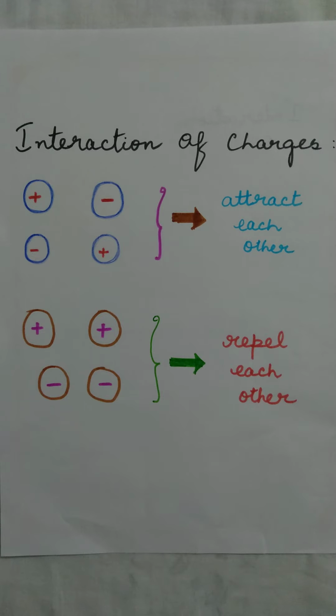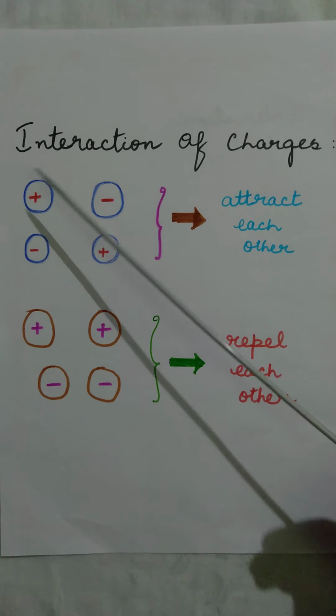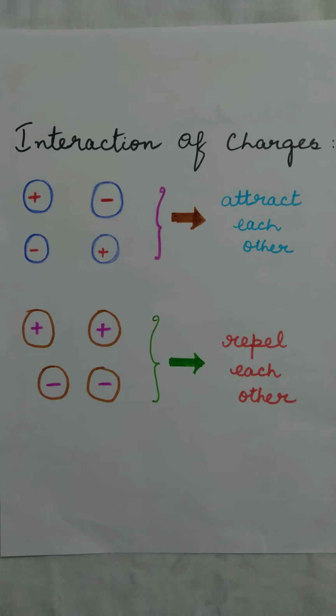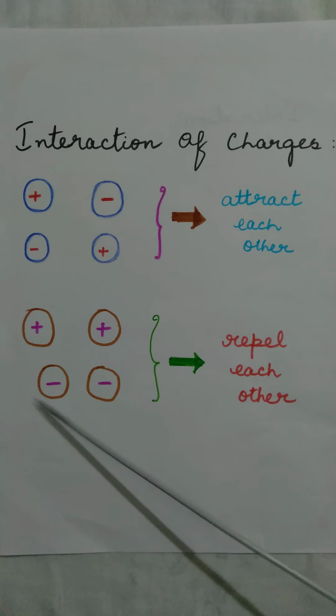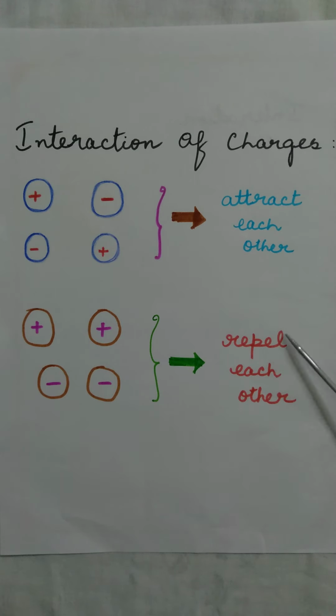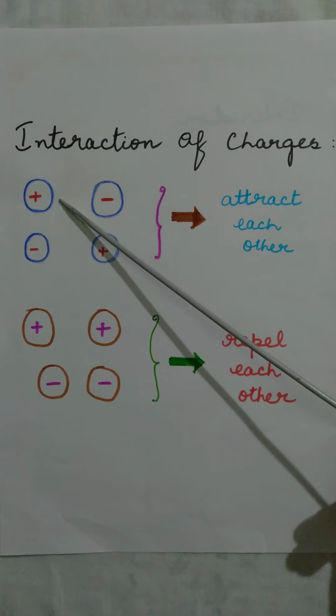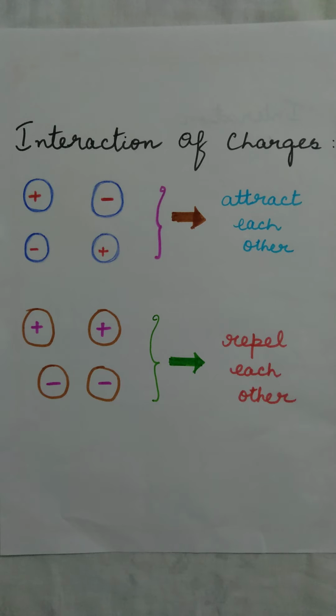When two bodies have different charges, that is positive and negative charge and negative and positive charge, they are called as unlike charges. When such unlike charges are present in two bodies, they attract each other. When two bodies have the same charges, that is positive charge and positive charge, or negative charge and negative charge, they are called as like charges. When like charges are present in two bodies, they repel each other. Therefore, interaction of charges will be such that unlike charges attract each other, whereas like charges repel each other.